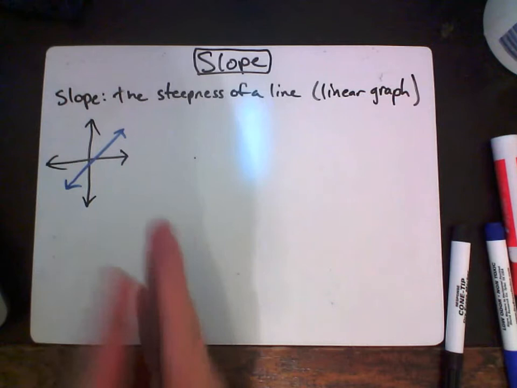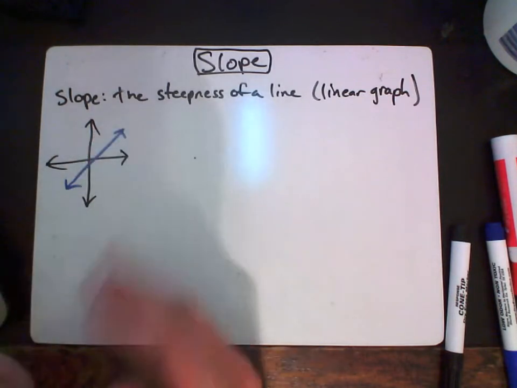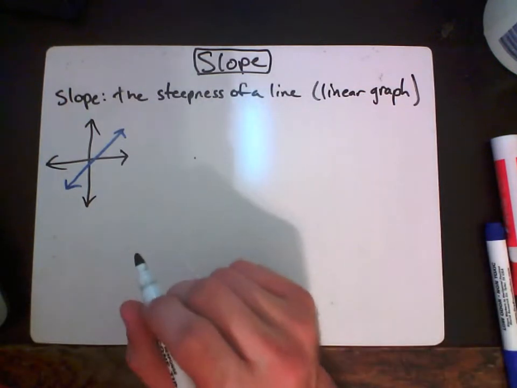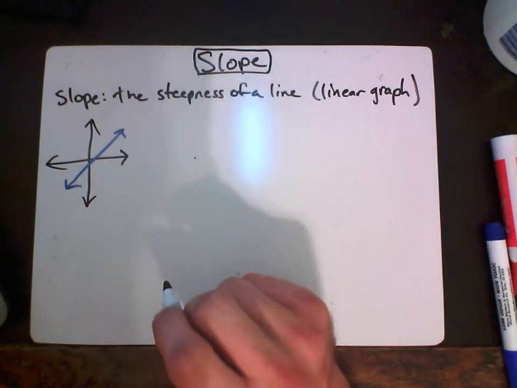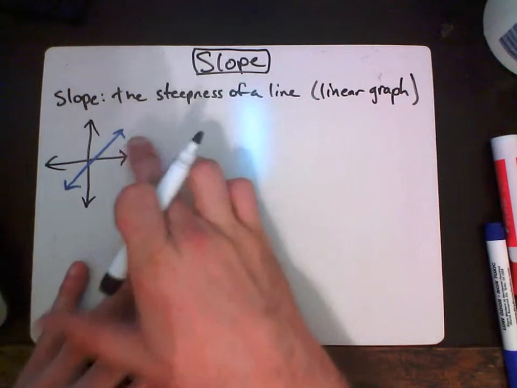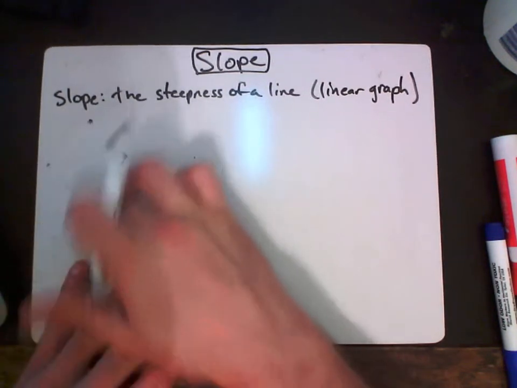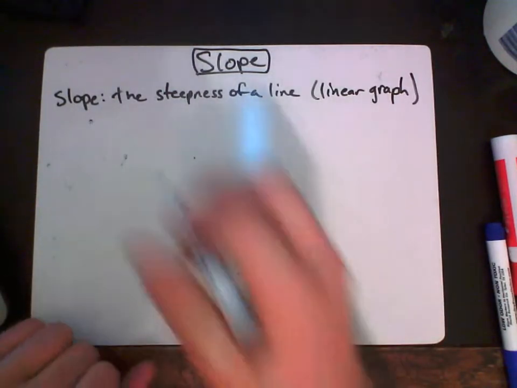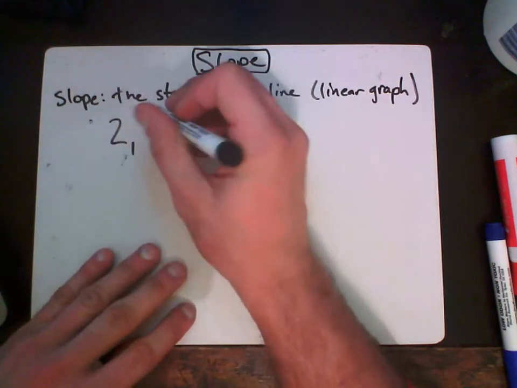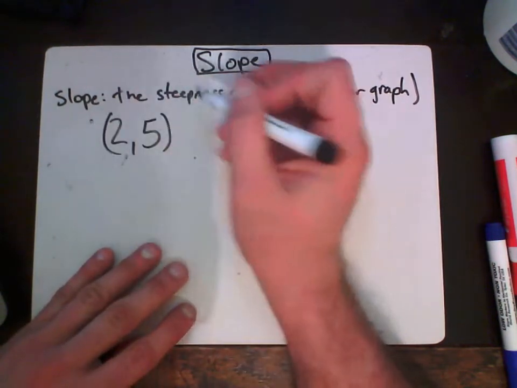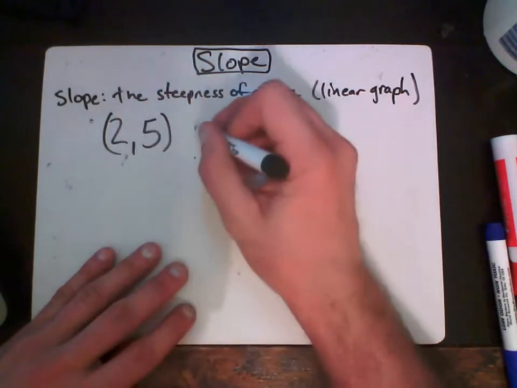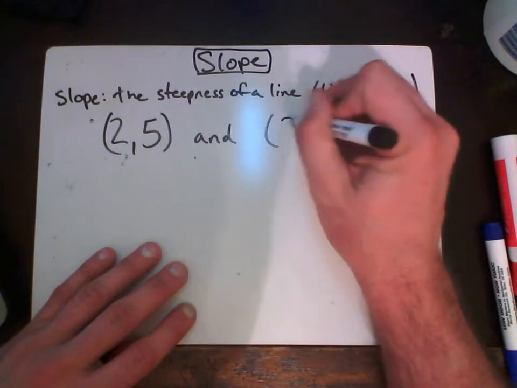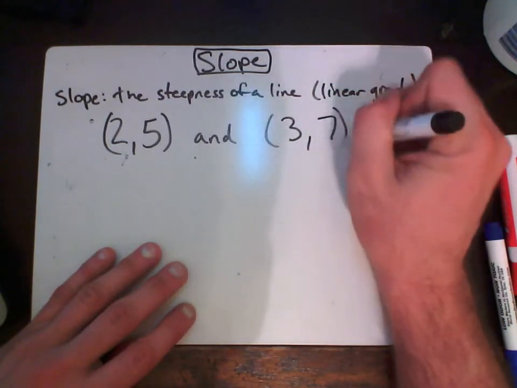Alright, so to figure out what the exact steepness of this line is, first things first, I need to have two coordinate points. So, this graph aside, in fact, I'll probably just erase it, let's make up a couple coordinate points. How about (2, 5), remember that's my x, that's my y, and (3, 7). Let's start off easy.